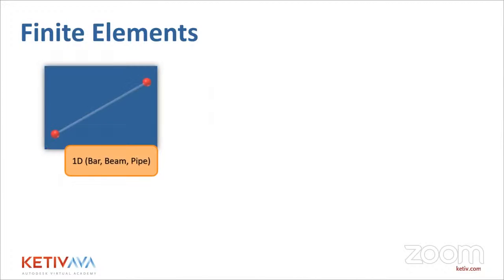Now, let's look at the different types of finite elements that we have in Nastran In-CAD. The simplest element is a line made of 2 nodes. It's called a 1D element. There are 3 types of line elements supported by Nastran In-CAD: bars, beams, and pipes. And you can also have an axial preload on these elements.